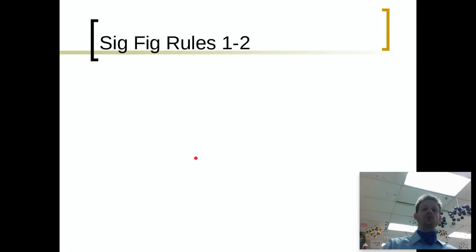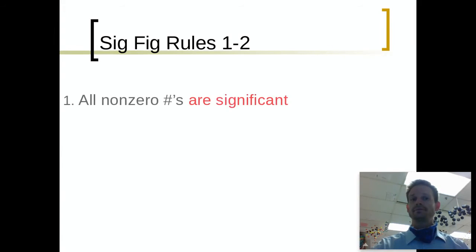Okay, so let's look at the rules. I would jot down some of this stuff. I'm never going to ask you what rule number 1 is and rule number 5 is, but you've got to be able to use them. All right, so basically anything that's not a 0 is always significant, right? We don't ever have to worry about them. They count no matter what they are, no matter where they are, and that just makes sense.